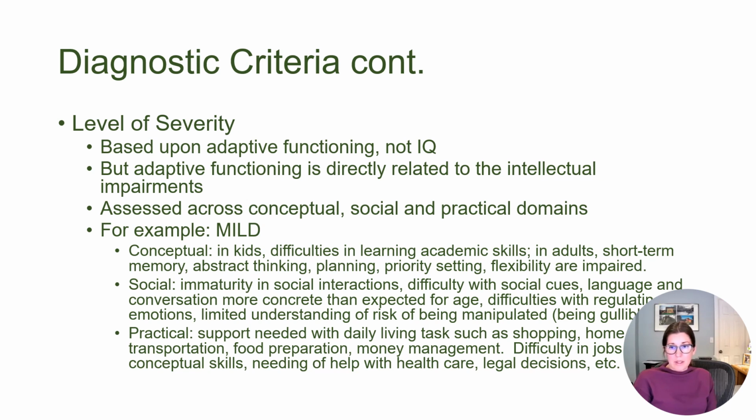Other examples, difficulty with regulating emotions. And so again, emotional shifts might seem more consistent with somebody that is chronologically younger than the person you're dealing with. And then last, though importantly, a limited understanding and risk of being manipulated. So folks who are easily manipulated or gullible.